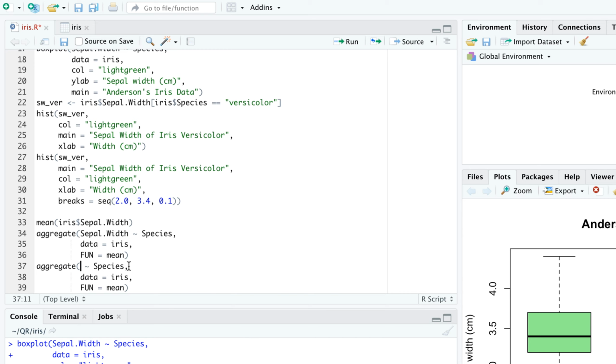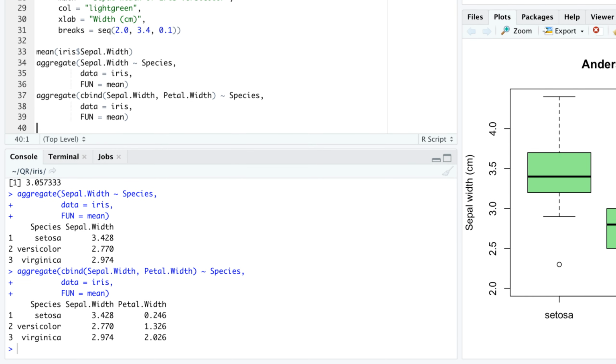In the first argument of aggregate, we replace the column name to the left of the tilde by cbind. Inside the parentheses, we insert the names of the columns whose means we want to calculate, sepal.width and petal.width. The returned data frame has one more column than before, the means of the petal widths for each species. By the way, the C in cbind stands for column, that is, we bind the columns sepal.width and petal.width together. There are more applications for cbind, but at this stage we only need it in the combination with aggregate.